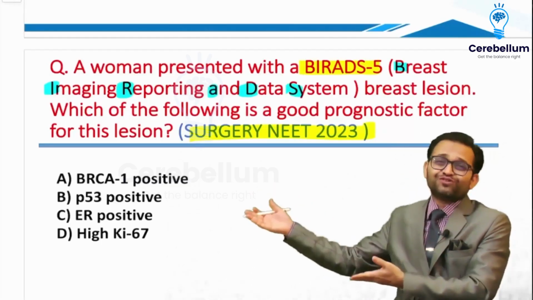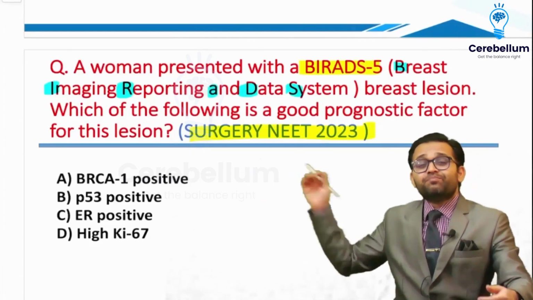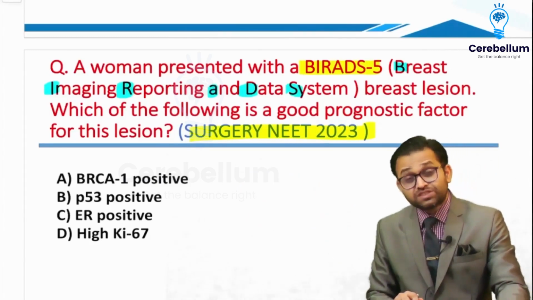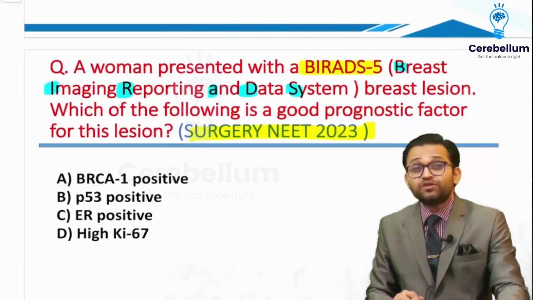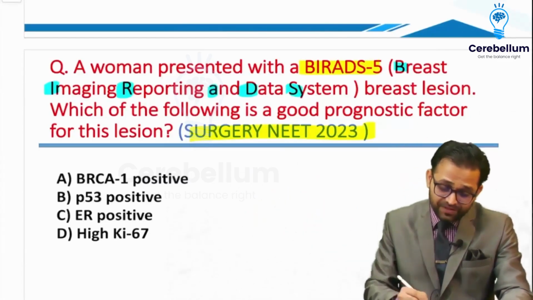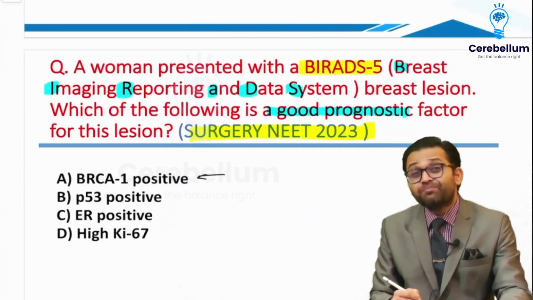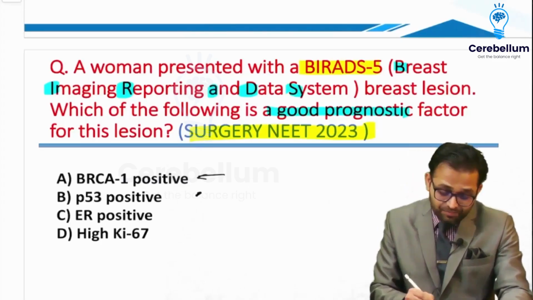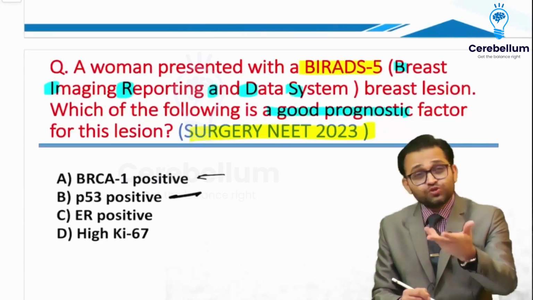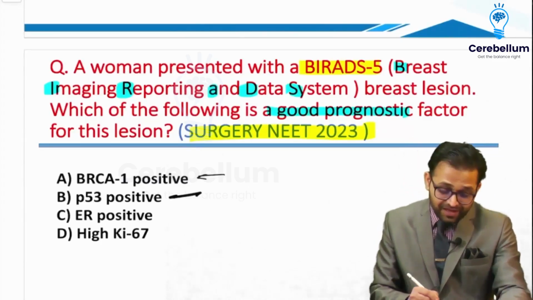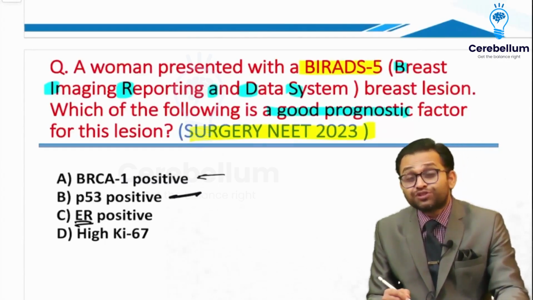So now go for the surgery and the pathology. Yes, BRCA gene mutations are present in case of breast carcinoma. So BRCA1 positive, can you see, good prognostic factor? Sir, BRCA is related with the bad prognosis. Why will it be the answer? P53, which is the guardian of the genome, so it may not be the answer. Yes, and estrogen receptor positive.